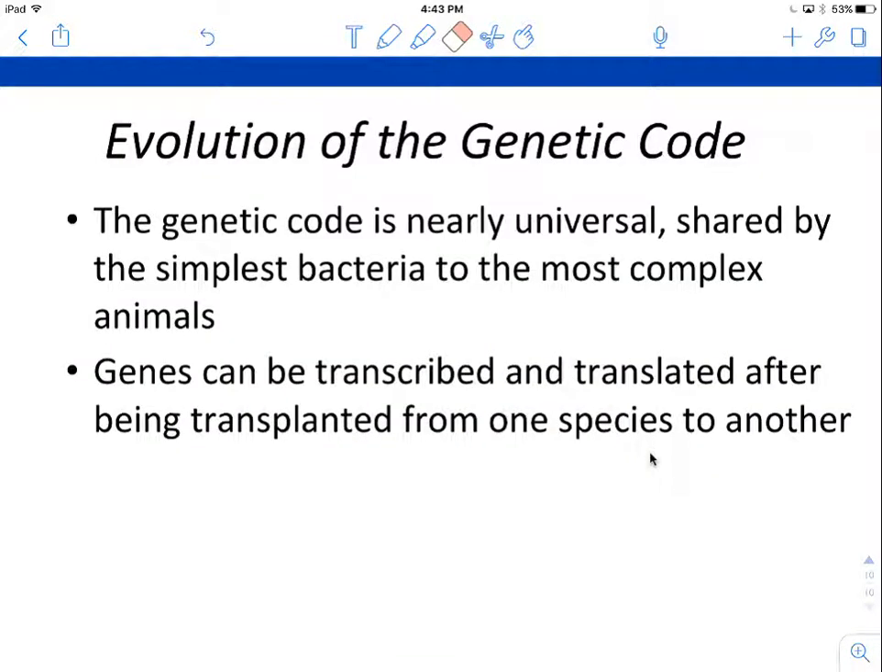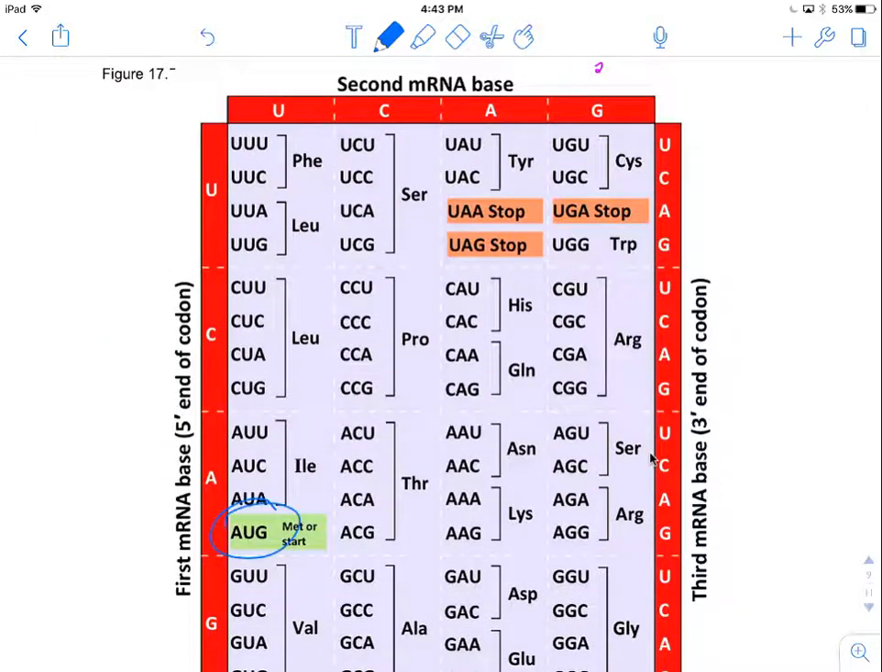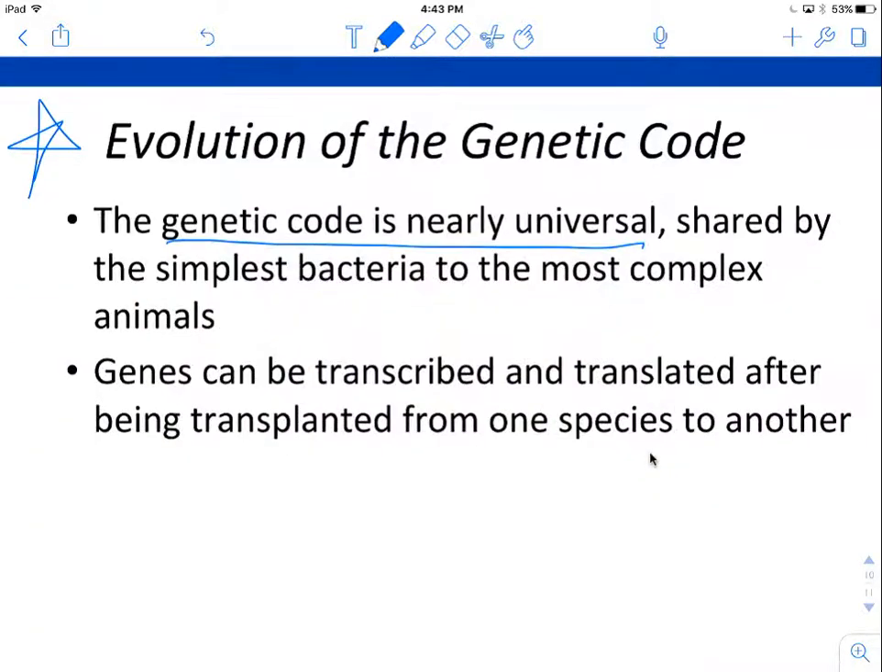Here's a little piece of evolutionary interest. The genetic code is pretty much universal. Remember, AUG encoded for methionine. In humans, AUG codes for methionine. In monkeys, AUG codes for methionine. In fish, AUG codes for methionine. In corn, AUG codes for methionine. In bacteria, AUG codes for methionine. It's exactly the same.